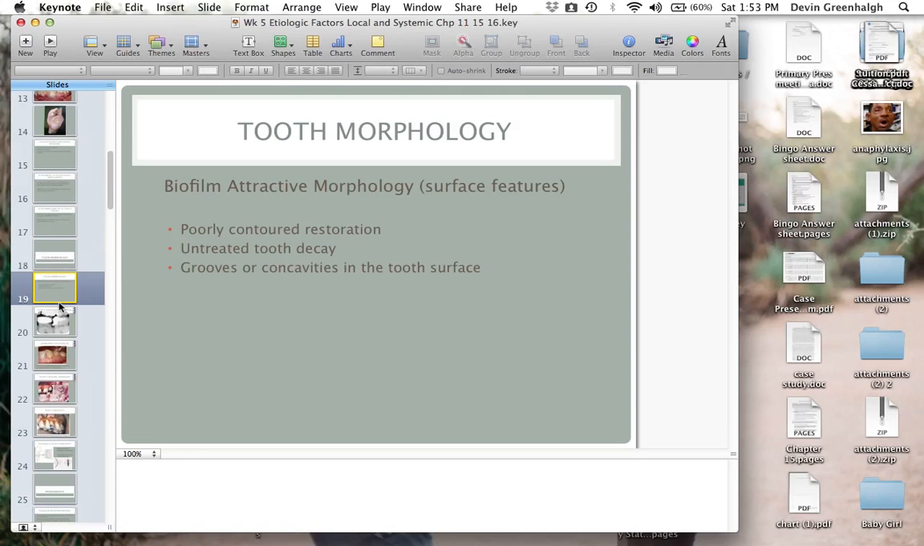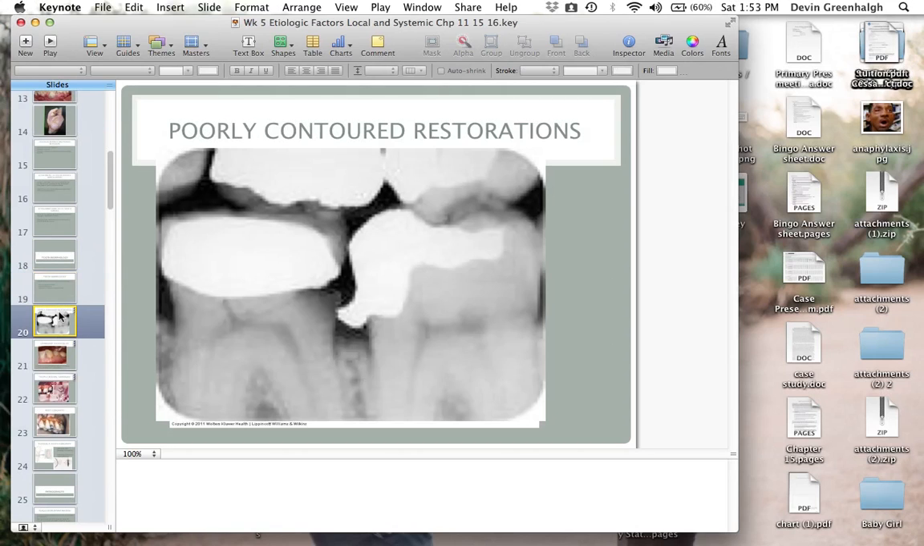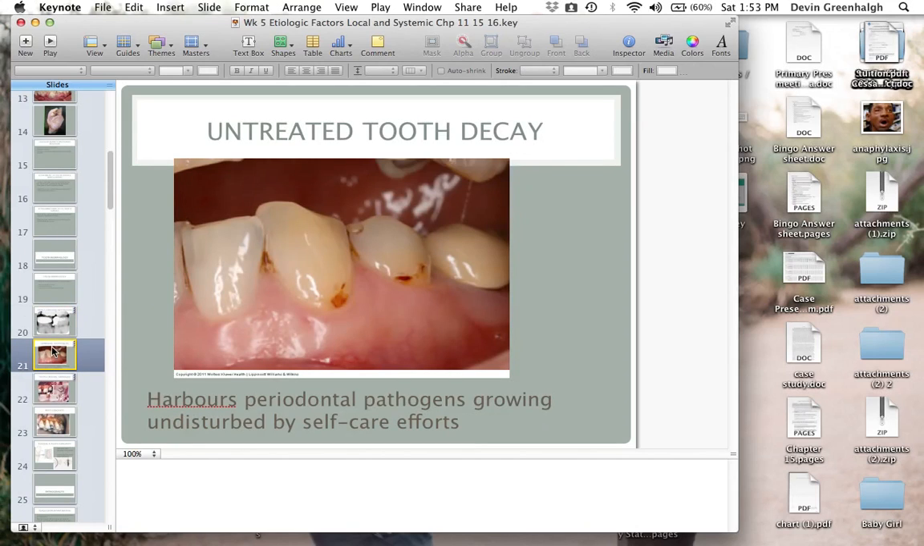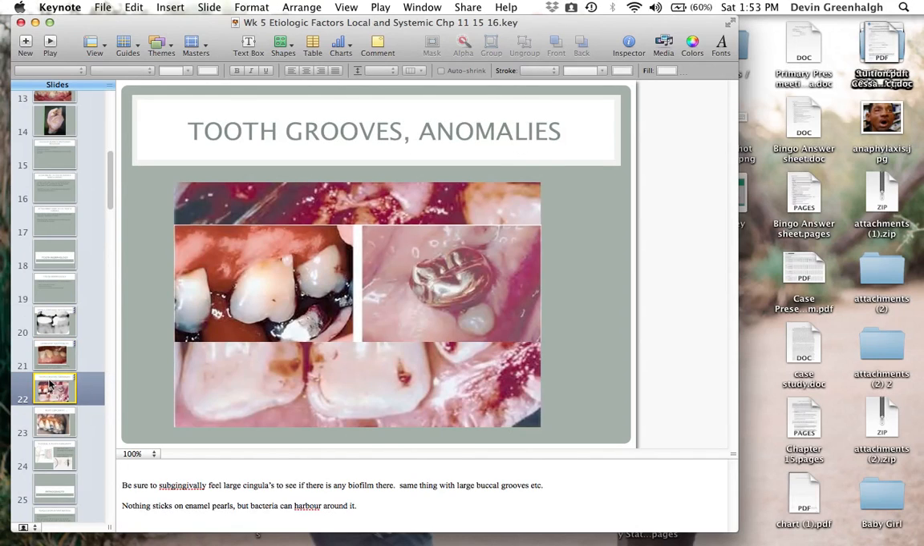Other issues with tooth morphology: poorly contoured restoration, untreated tooth decay, and grooves and concavities. So there's a picture of a poorly contoured restoration. Untreated tooth decay harbors periodontal pathogens. And also be sure to check subgingivally to feel for large cingulums that hide biofilm. Same with large buccal grooves. It's important to know that nothing can stick onto an enamel pearl, but bacteria can harbor around it.